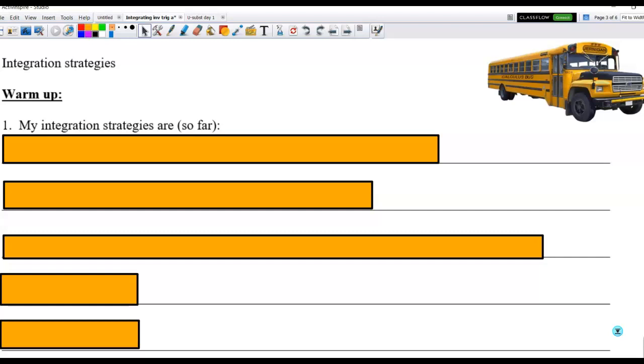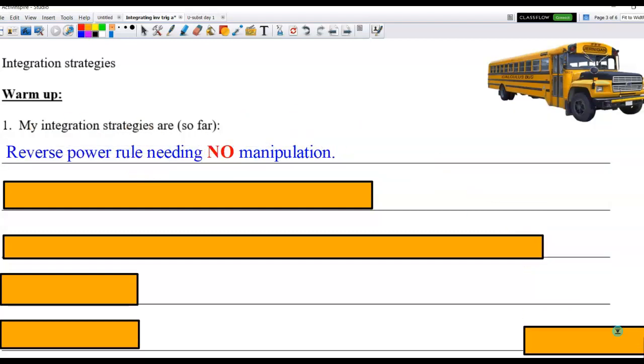Remember that integration demands whatever strategy is needed to do the integration. There are very few alwayses. Well, the always is this. Always analyze the problem. Always evaluate what's going on and then make a decision about the strategy that you need to accomplish the integration. So far, what you have in your toolbox is you know how to reverse the power rule. And what I'm talking about there is a situation where there's no manipulation needed.